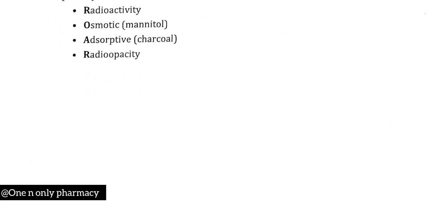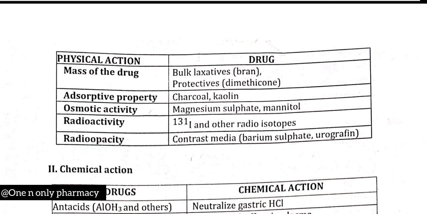Second, physical action, let's see here. Mass of the drug means bulk laxative. Example, bran. Protectives: dimethicone. Second action, adsorptive property, in which drugs are charcoal and kaolin. Next, osmotic diuretic means absorbs water, like osmotic. Examples: magnesium sulfate and mannitol.